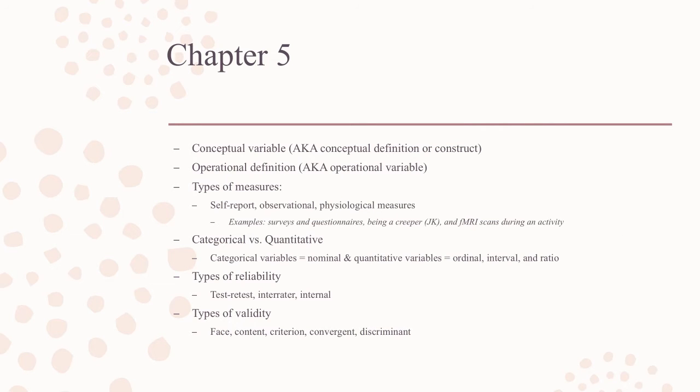Okay, Chapter 5. We have conceptual variables, which are also known as conceptual definitions or constructs. We have operational definitions, which are also known as operational variables. For types of measures, we have self-report, observational, and physiological measures, and examples would include surveys and questionnaires, being a creeper, just kidding, and fMRI scans during an activity.